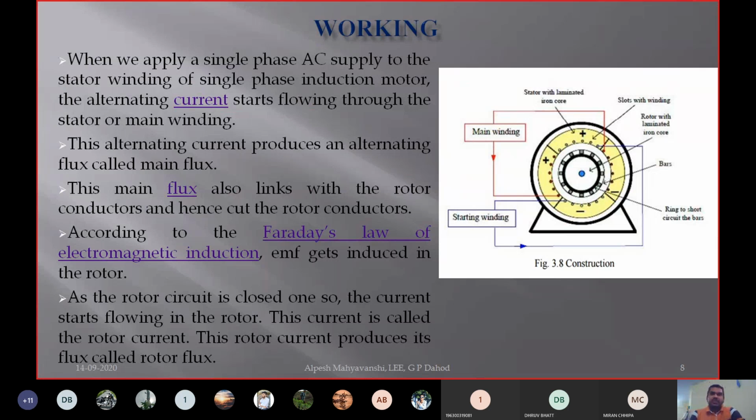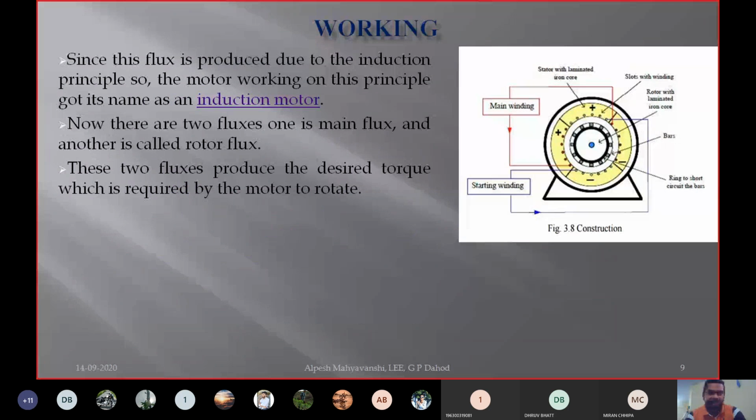Here we have a stator flux, which is called the main flux, and a rotor flux, so we have two fluxes. Since this flux is produced due to the induction principle, there is no physical connection between stator winding and rotor winding. In between them there is an air gap. So the flux is produced due to the induction principle, and the motor working on this principle got its name as an induction motor.